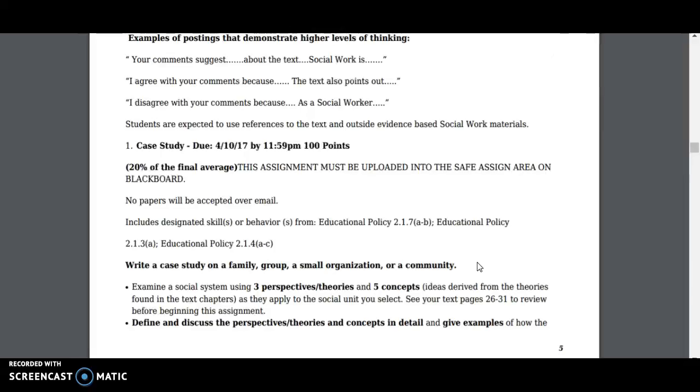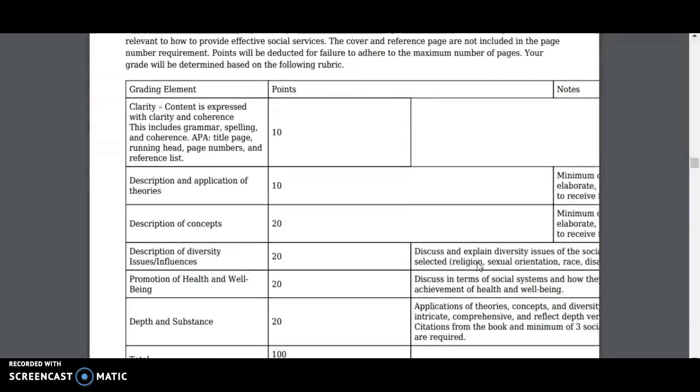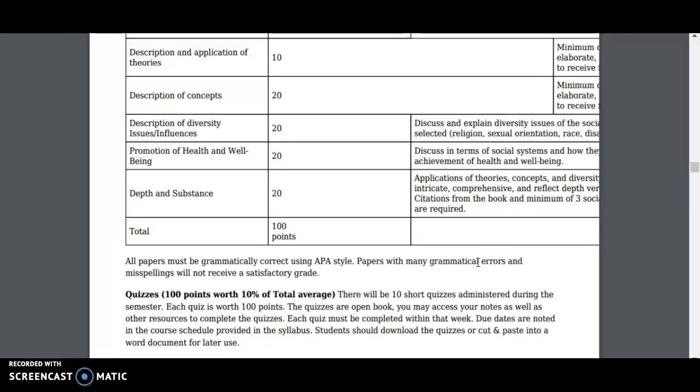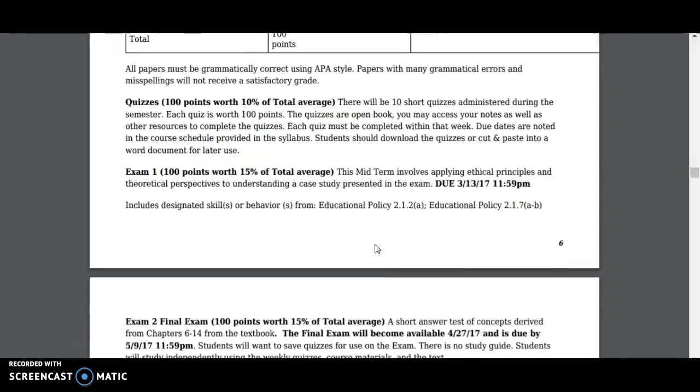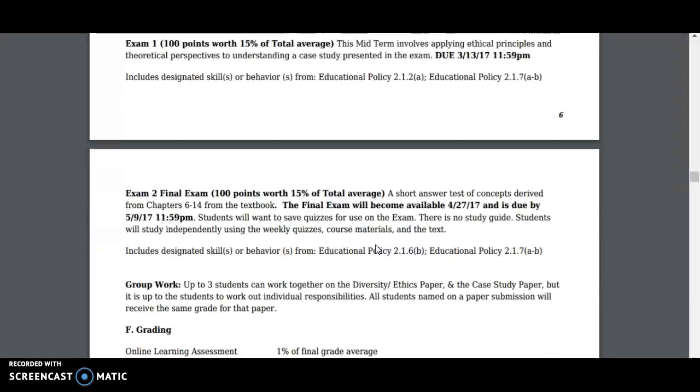There's also a case study that's due in this class, and it's got specific instructions that go with it. Ooh, that's cut off there. I'm going to have to correct that. So I will have this part corrected before you get the class. It'll be updated. There are 2 exams and there are quizzes. There are 10 short quizzes every week, and there are 2 exams, a midterm and a final.